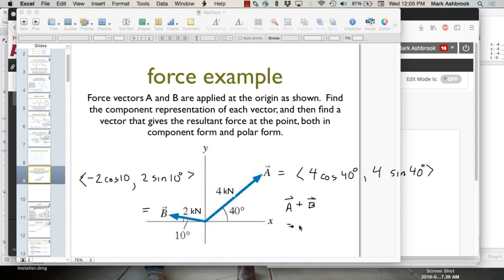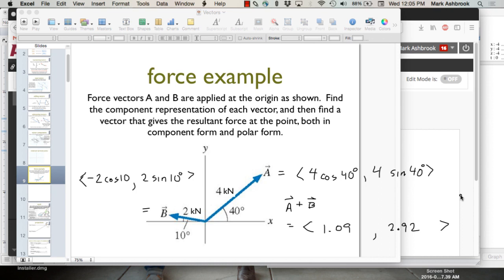Anybody have it? Do all the math, right? So we're just going to add x components, add y components. Who's got the x component? Someone else get that? Good. And then the y component? 2.92? Are we in agreement?